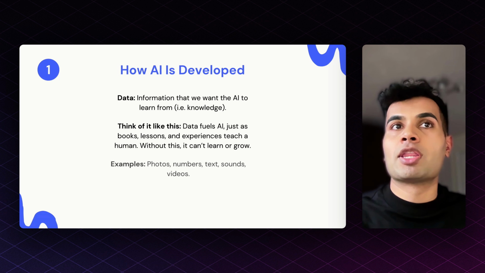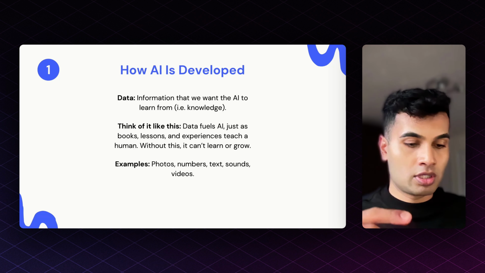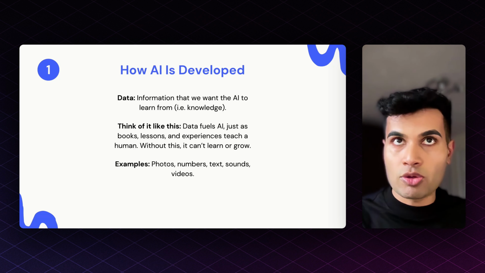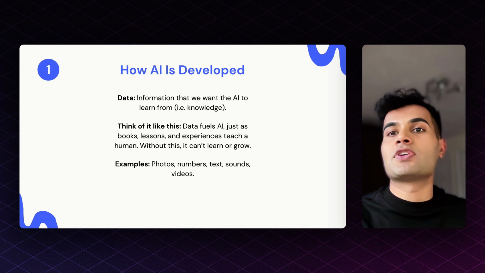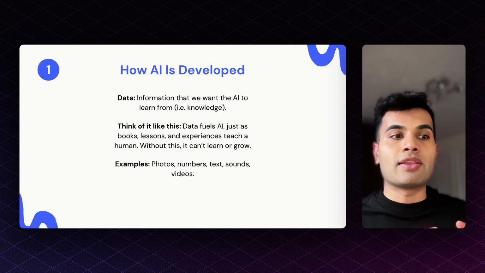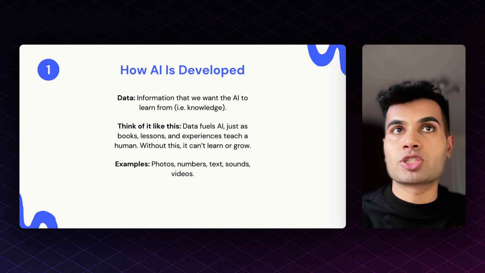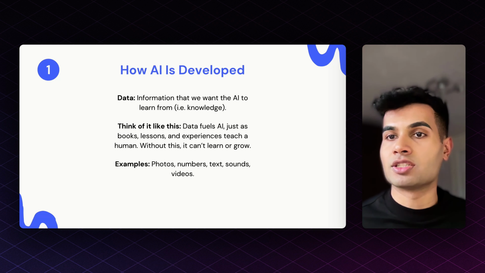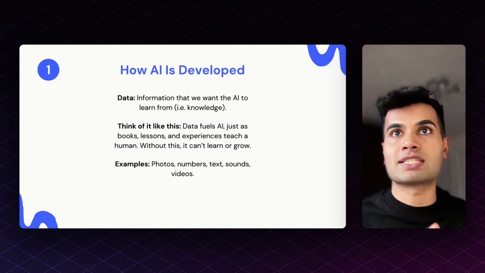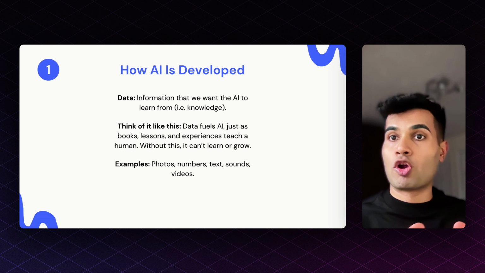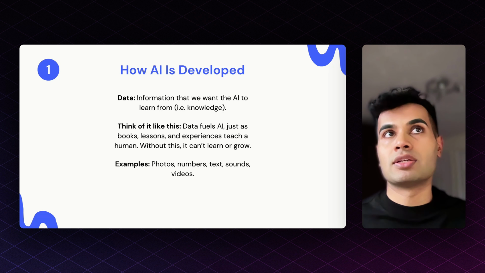We feed this to the AI because we want it to learn from this. But then more importantly, the examples. Think of anything: photos, numbers, text, sounds, videos. We're trying to give AI as much data as possible so it can comprehend what these photos mean, these numbers, this text, to make sure that from this it's able to then learn.